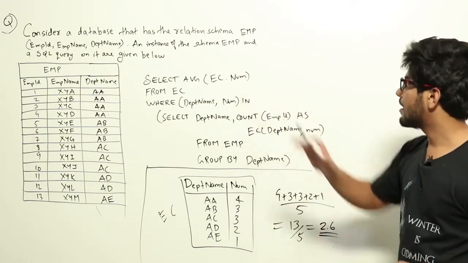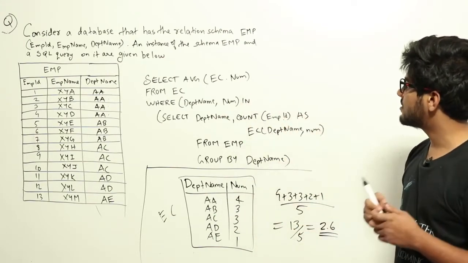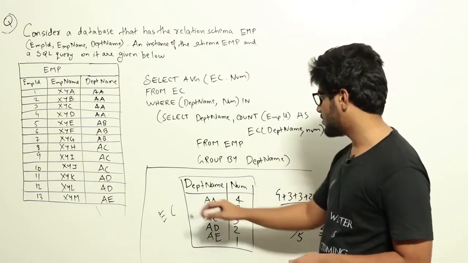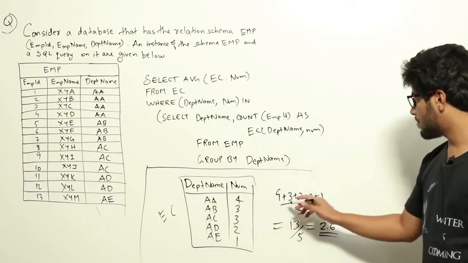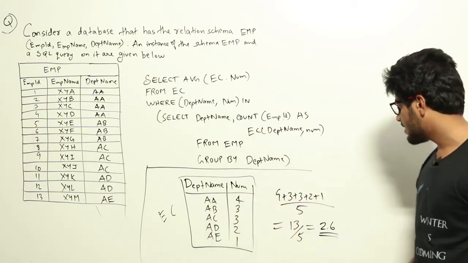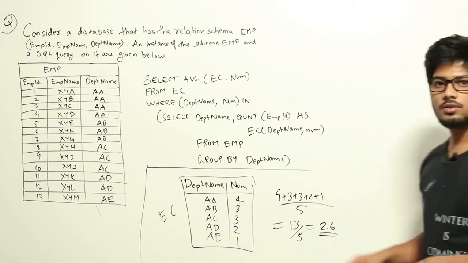So effectively the outer query will be returning the average of this column. That's the average of EC. Now the average is 4 plus 3 plus 3 plus 2 plus 1 divided by 5, as there are 5 rows. That is 13 by 5, equal to 2.6.